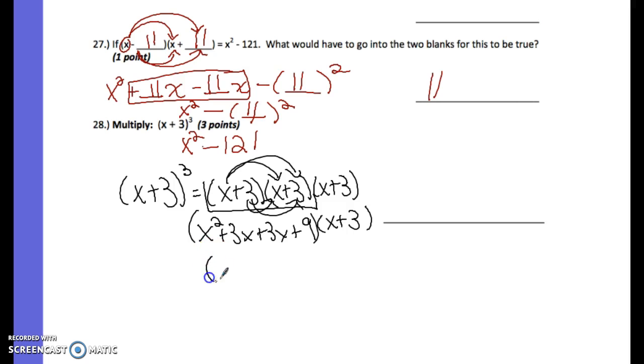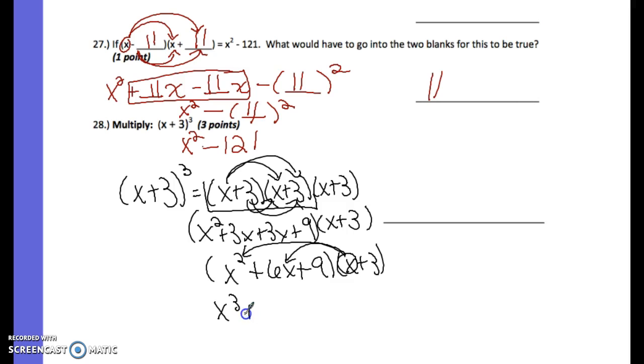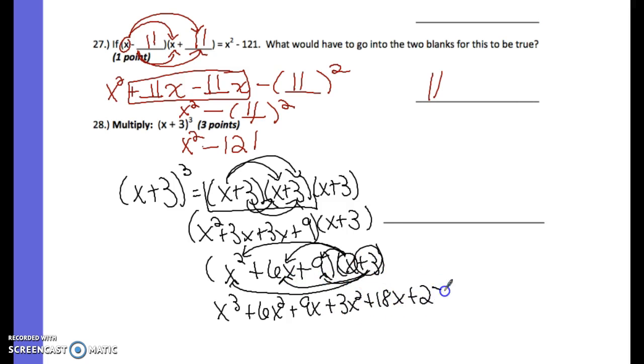I would simplify this first and do x squared plus 6x plus 9 times x plus 3. I'm going to go ahead and distribute backwards. X times x squared is x cubed. X times 6x is plus 6x squared. X times 9 is plus 9x. I can do this because of the commutative property that says the order doesn't matter when you multiply. 3 times x squared is plus 3x squared. 3 times 6x is plus 18x. And 3 times 9 is plus 27.